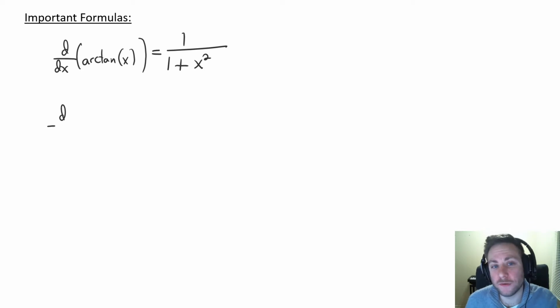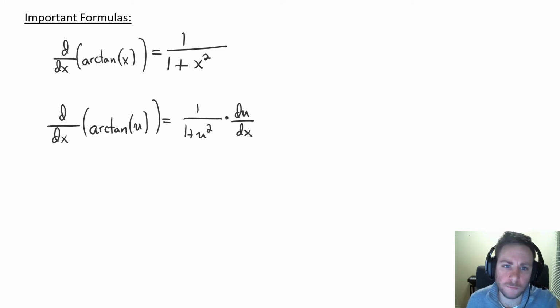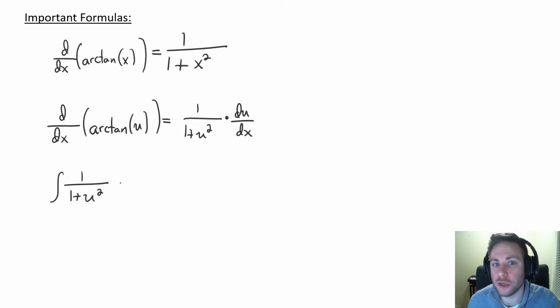Once we know the derivative of arctan x, we can take the derivative of arctan u, where u is something more than just an x. That would just be 1 over 1 plus u squared times the derivative of u according to the chain rule. Next up, we now know a function whose derivative is 1 over 1 plus u squared. That would be arctan of u.